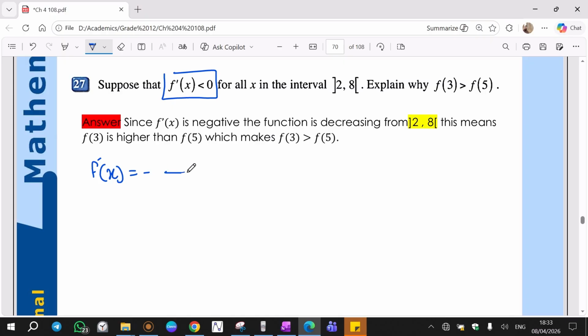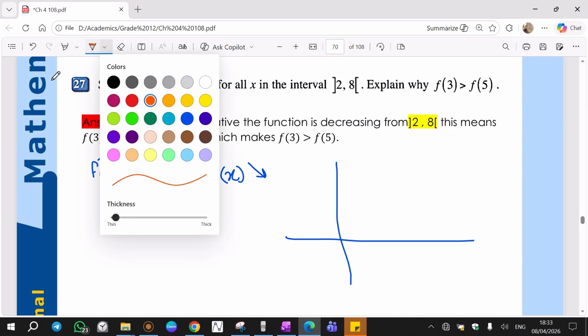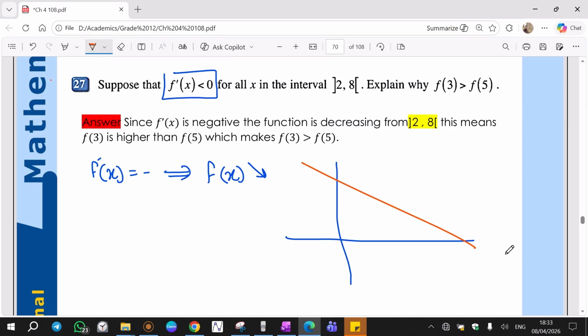And whenever f prime is negative, I know f is decreasing. If f is decreasing, I can just graph a very simple decreasing function like this. This line is decreasing, and mark from 2 to 8: 1, 2, 3, 4, 5, 6, 7, 8. All right. Now the question says, explain why f of 3 is greater than f of 5.